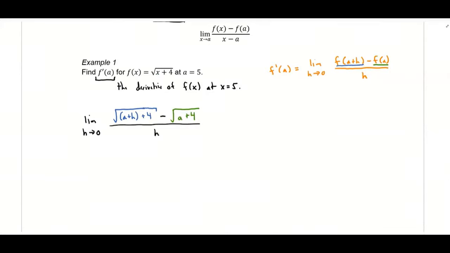Now let's see if we can simplify this a little bit to make it a little easier to work with. I know what a I'm interested in. Specifically, I'm working with a equals 5. So I'm going to rewrite this and put a 5 every place I see an a. So this is the limit as h goes to 0 of the square root of 5 plus h plus 4 minus the square root of 5 plus 4 over h.